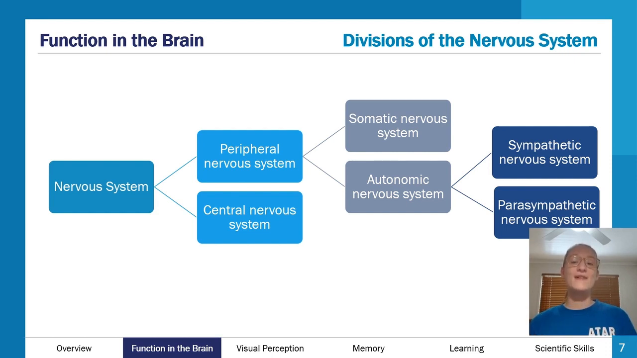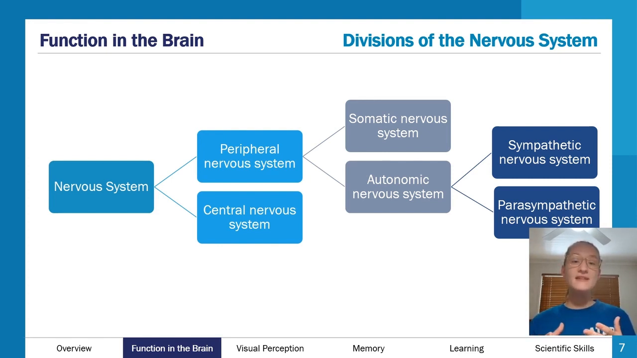So the first thing that we're going to be looking at under the topic of the function in the brain, localization of function, that first topic in Unit 3, is actually the divisions of the nervous system. So kind of getting an idea of the anatomy and the structure so that we can better understand the function and how it works.